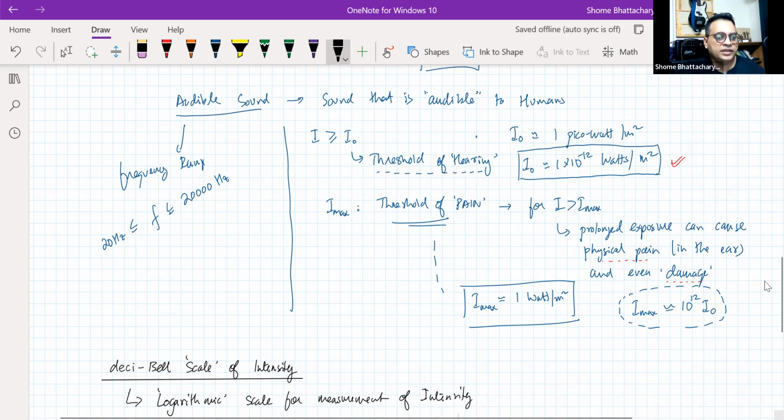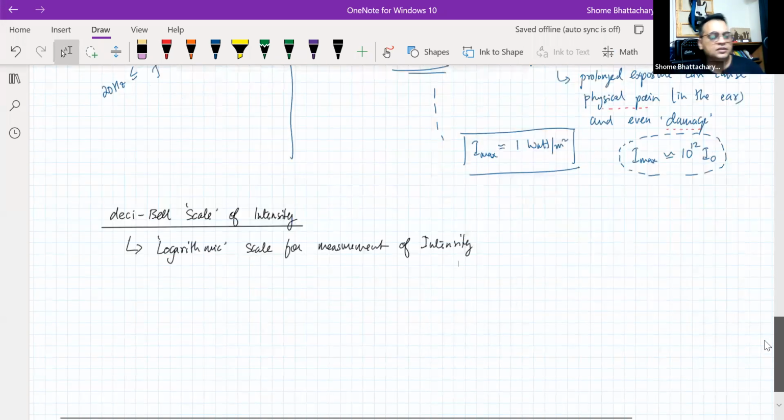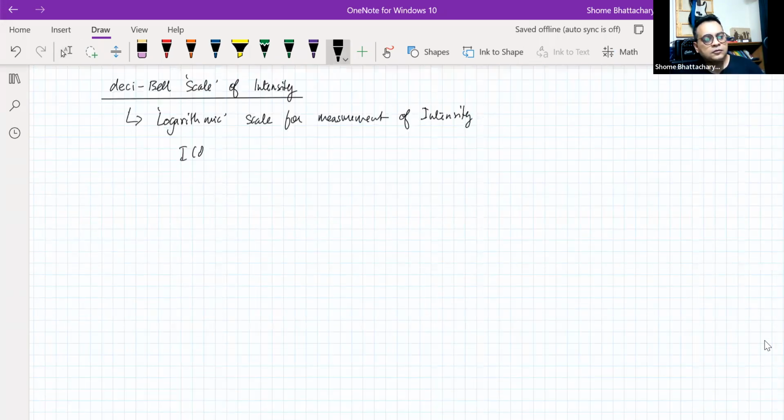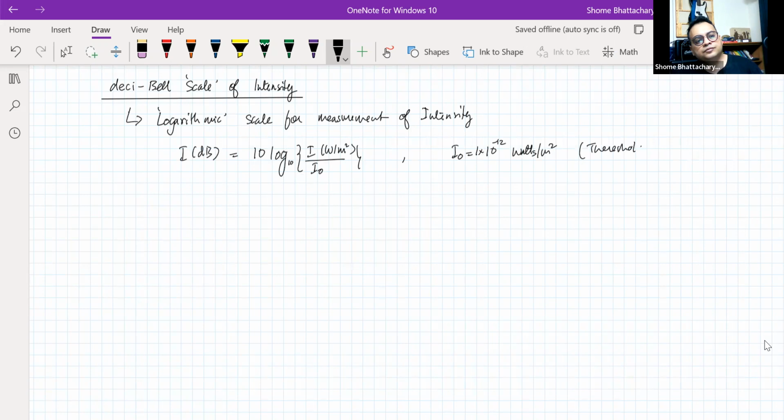Okay. So the intensity of any sound in decibels is given by this simple formula. Just a number 10 multiplied by log to the base 10 of the intensity of that sound in watt per meter square divided by the threshold of hearing. I naught is that 10 raised power minus 12 watt per meter square, which is basically the threshold of hearing.